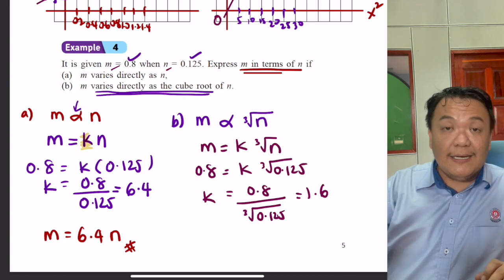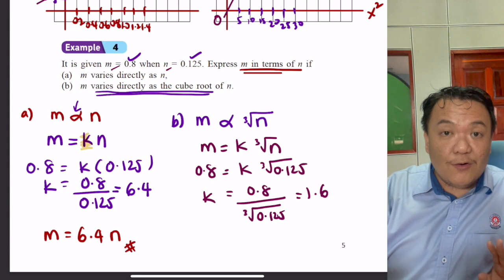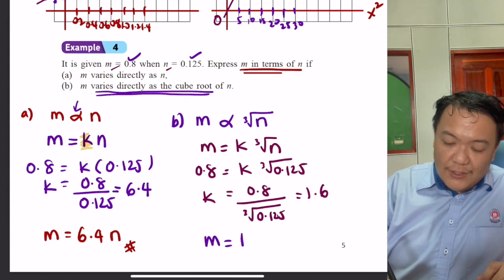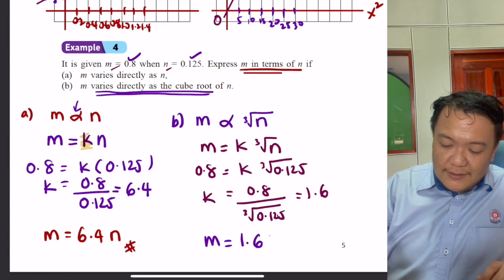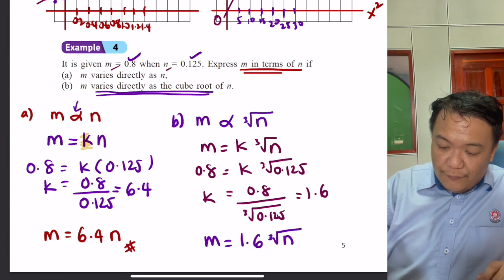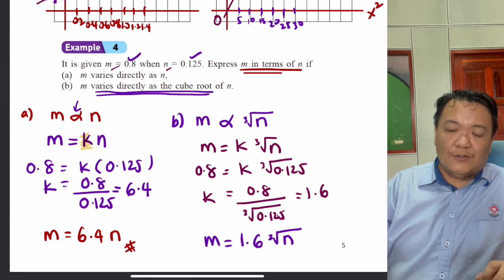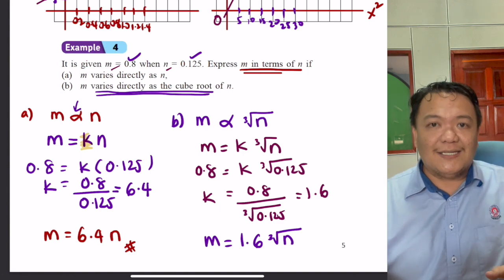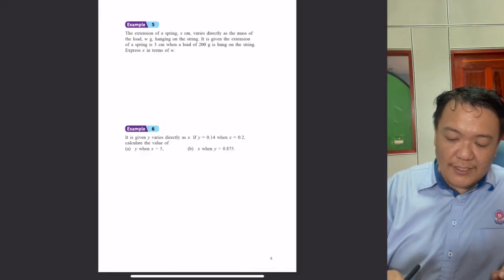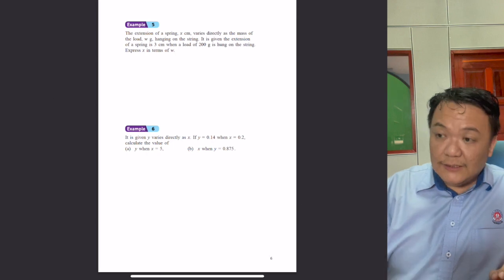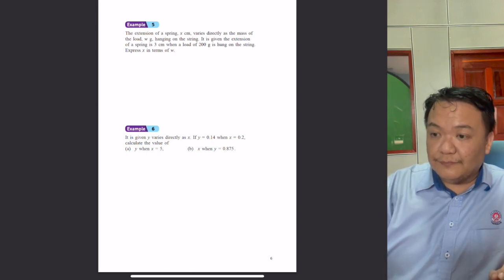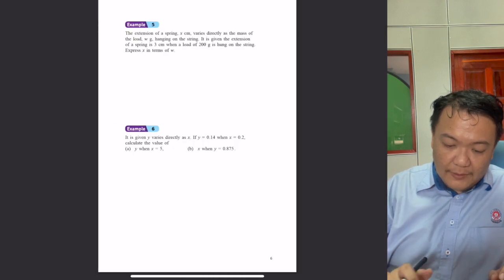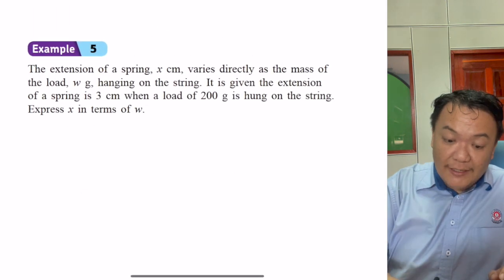Okay, so dapat nilai k, when you obtain the value of k, then substitute it back into the previous equation. So m is equals to 1.6 cube root of n. So that is your answer, m in terms of n. Okay, boleh? Any question? Ada? Okay. So let's try example 5.